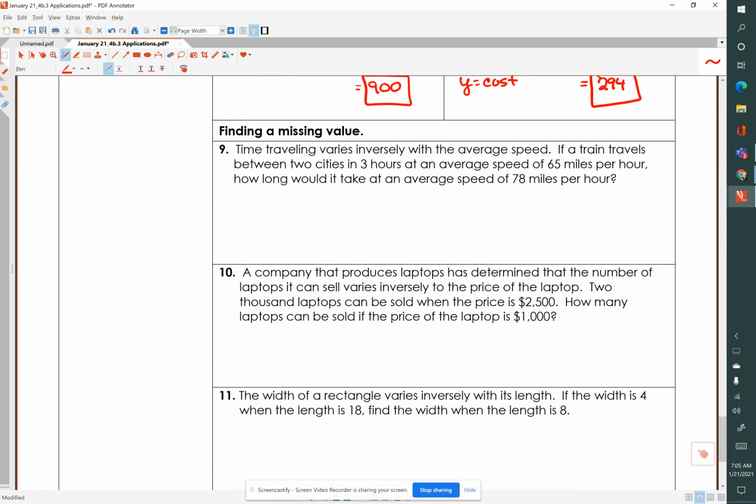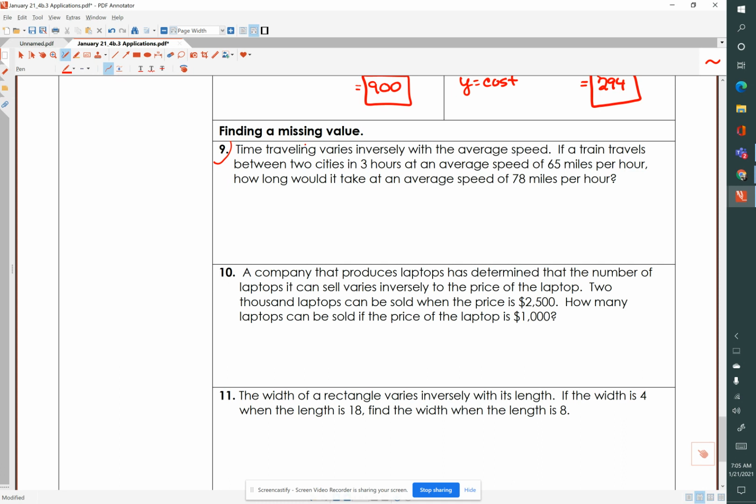All right, in the next 4 problems, we're going to find the missing values similar to before. We're going to have 2 points that we're working with, but instead of using cross products, we'll just set the 2 points equal to each other and multiply. So you'll see what I mean. So time traveling varies inversely with the average speed. We're not talking about time travel where you get into a machine and wake up 50 years earlier or 50 years ahead. We're just talking about going in a train or a car. In this case, it's a train.